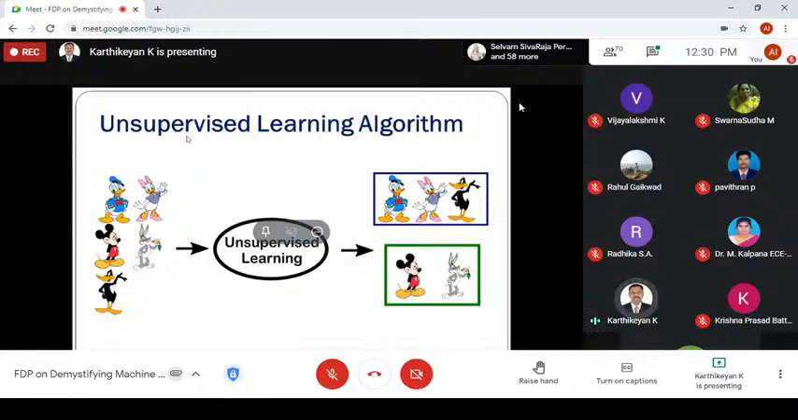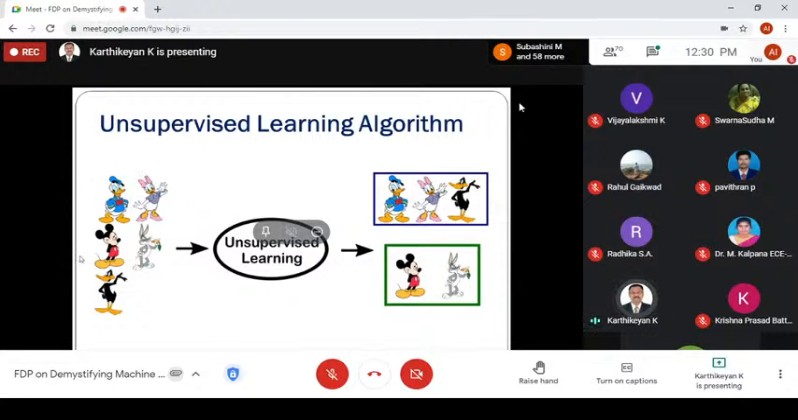Right. Now this is a classical example of unsupervised learning. Suppose we have so many pictures, so many animals. When you provide these to unsupervised learning, it does a classification. In one classification, it takes all the ducks into one group, and in another classification, it puts all the other animal cartoon pictures. Okay. So this is one type of unsupervised learning.